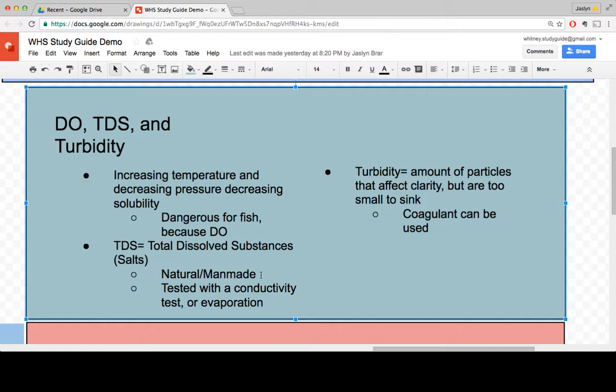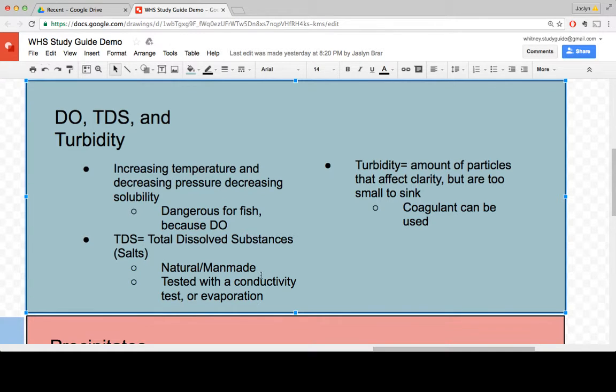And so you could test this with a conductivity test by putting in a circuit, and instead of clipping the alligator wires, you can allow the water to carry the current and see if it will carry the current. Or you could simply leave it out and allow the water to evaporate, and it'll leave behind the salt. And I'm going to check the chat right now.